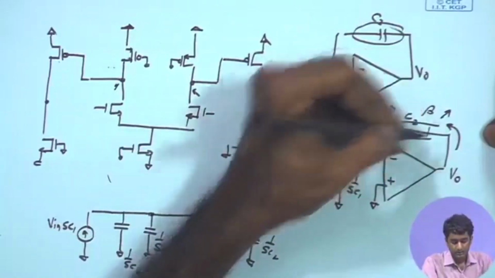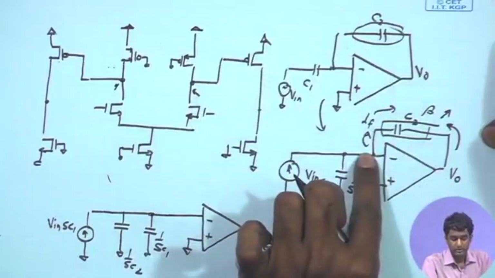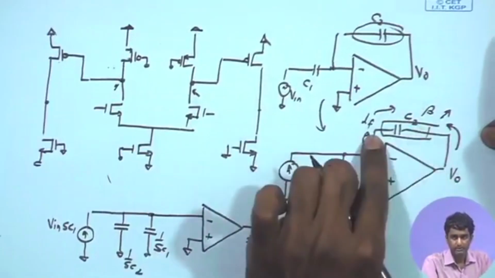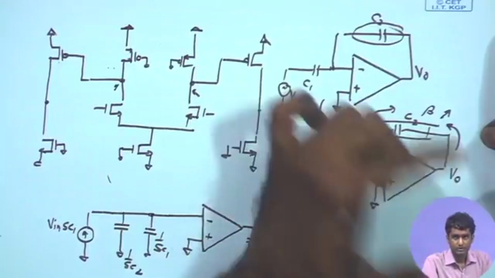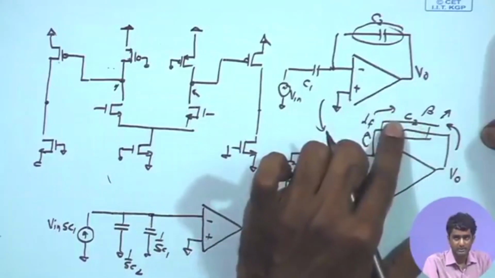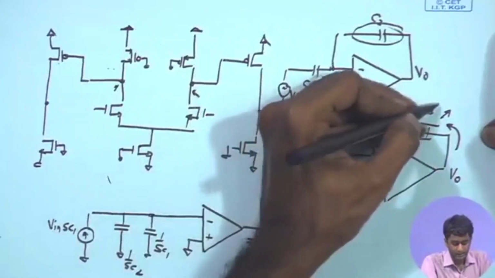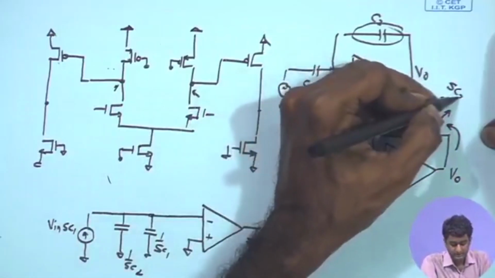What is the IF produced by this feedback network by sensing this voltage? That is just VO upon the Z of this impedance, and that is just SC2. So, our beta is known, that is just SC2.